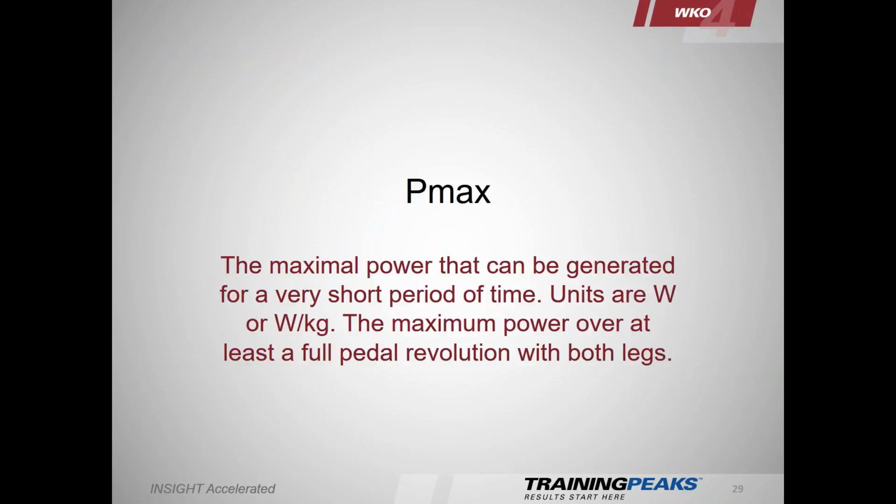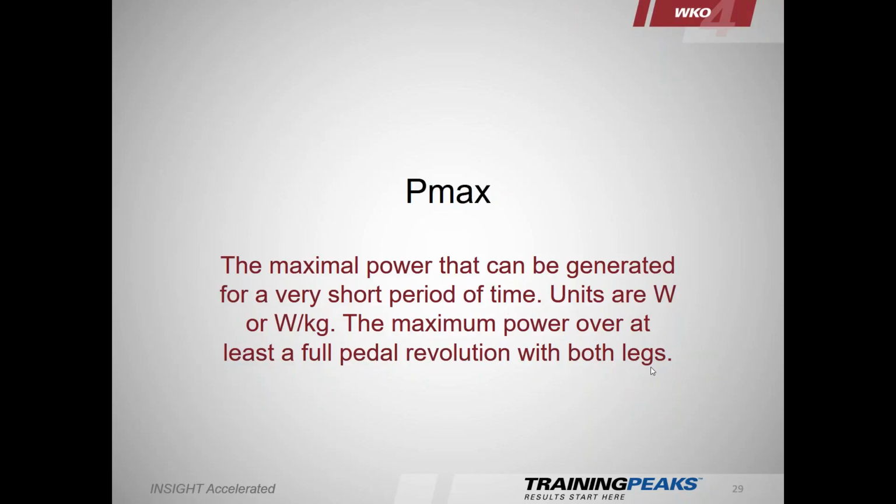Now let's dig into the metrics. So let's start with Pmax. Pmax is the maximal power that can be generated for a very short period of time. Units are watts or watts per kilogram. It is the maximum power over at least a full pedal revolution with both legs. So why don't we just say max power or 5-second sprint, right? Because that's kind of what we're used to using.